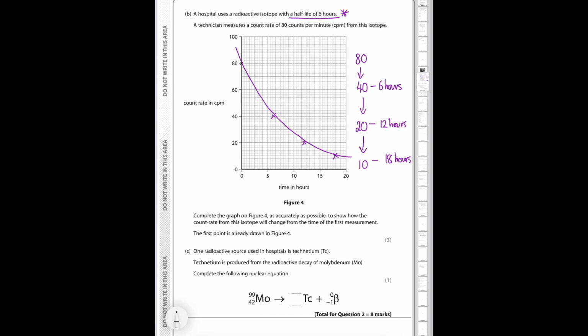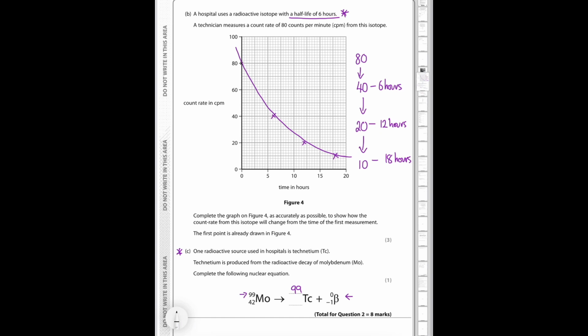Then for the next part of the question, part C, it says one radioactive source used in hospitals is technetium. Technetium is produced by the radioactive decay of molybdenum, and we have to complete the following nuclear equation. So we've got our symbols here, and we can see that we have 99, and our decay is beta decay, so it has 0 mass. So the mass of our product, technetium, is going to be the same. It's going to be 99.